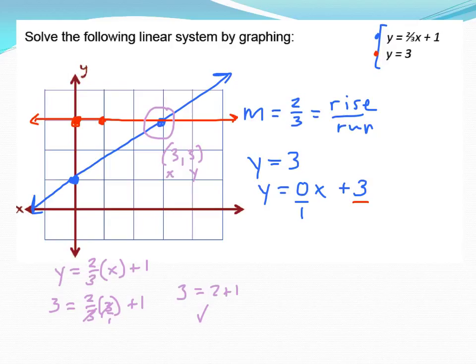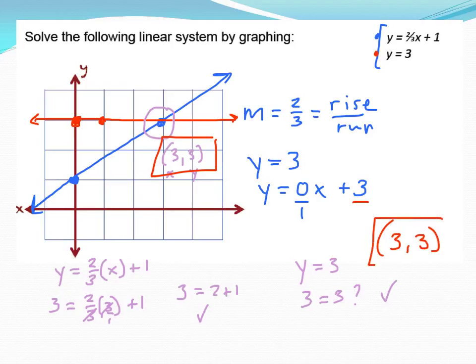Now in order for (3, 3) to be a solution, I need to check the second equation. So I have y equals 3. Well, again, there's no x. This makes it easy because what's my y value? My y value is 3. So if I plug it in, does 3 equal 3? That should be obvious. Yes, it does. So notice how this point (3, 3) satisfies both equations. Therefore, this is my solution. So my solution would be the point (3, 3). That's the point where both lines intersect.